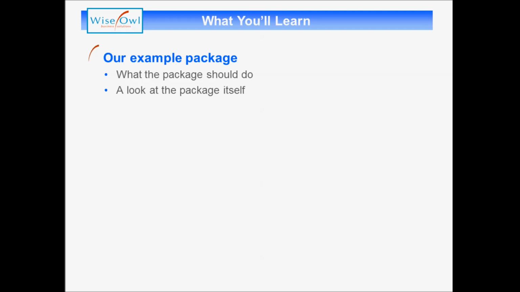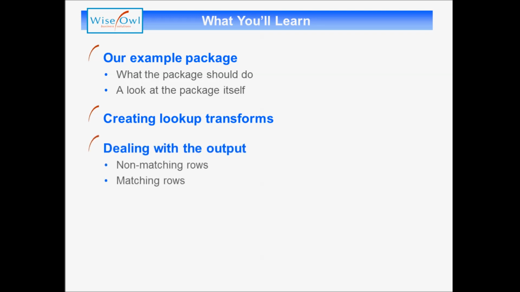We'll have a look at what the package should do, and then have a look at the package itself in SSIS. What we'll then go on to do is look at creating lookup transforms themselves, and then we'll look at how to deal with the output from them. So firstly, how to cope with the output where there's non-matching rows, where we didn't find a corresponding mentor, and then how to cope with the fact when we have found a corresponding mentor.